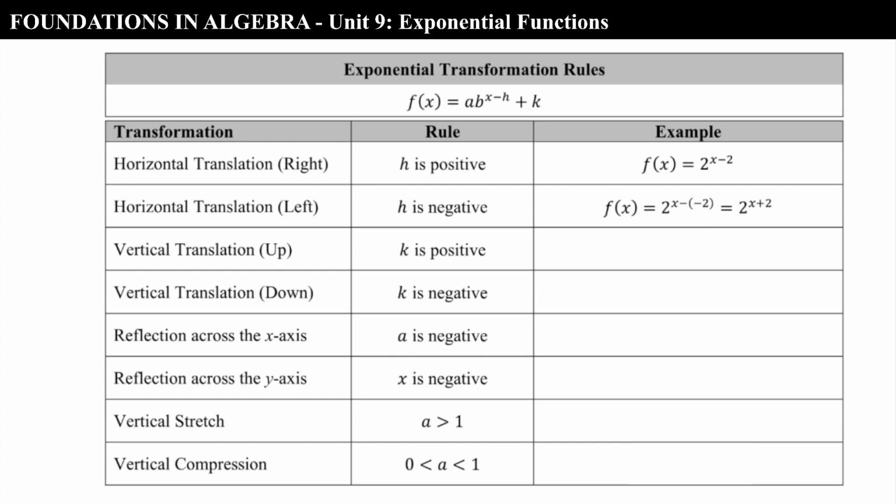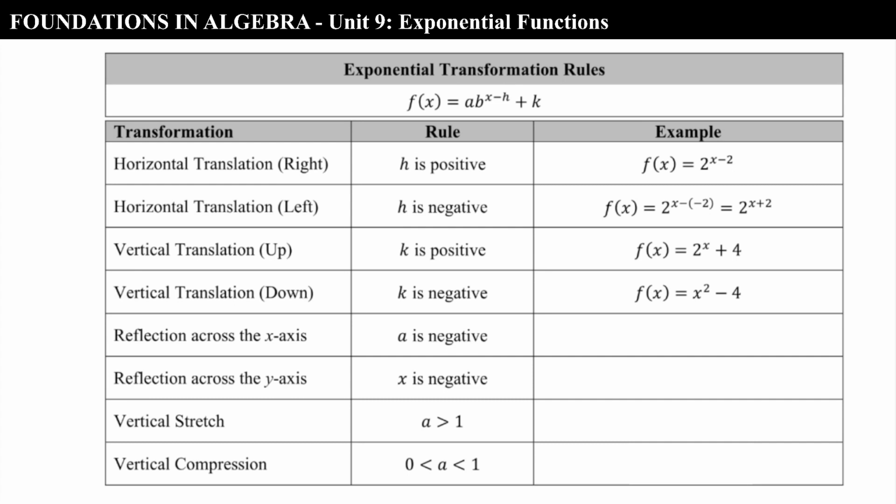A vertical translation up or down depends on your k value. Just like in quadratics, it's the value that's on the end. If k is positive, then you're moving up. So here we're translating up 4 units. If k is negative, such as here, then we're translating down 4 units in this case.